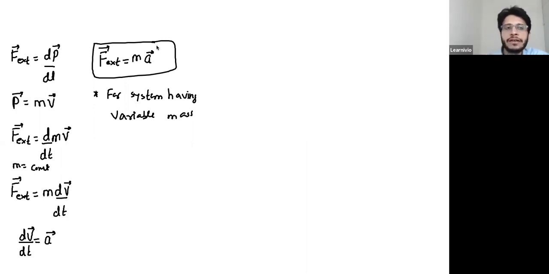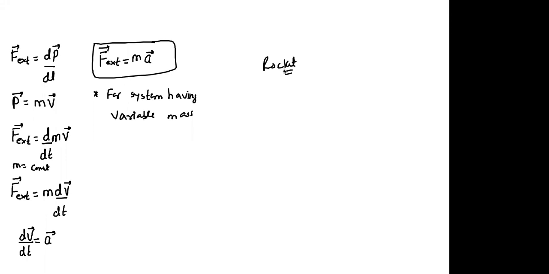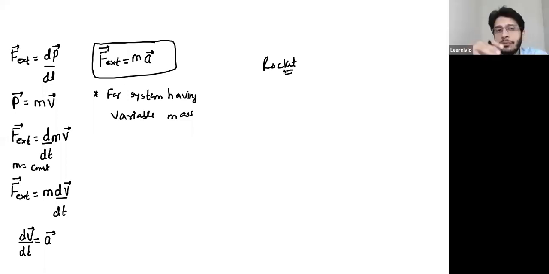Okay, if I take the case of a rocket, a rocket is a system having variable mass. The majority of the mass of a rocket is that of its fuel. As a rocket moves, its fuel burns out, which means the major mass of the rocket is that of the fuel. As fuel burns, the mass of the rocket decreases. So a rocket is an example of variable mass.